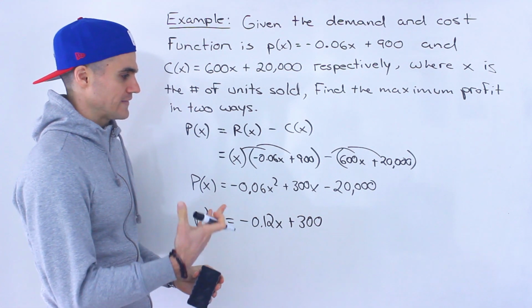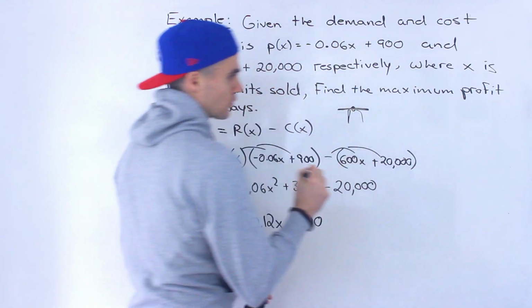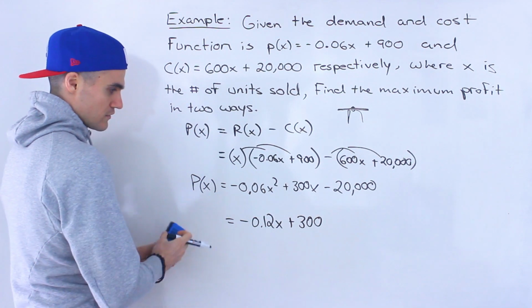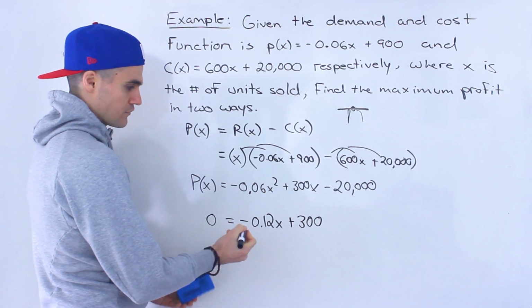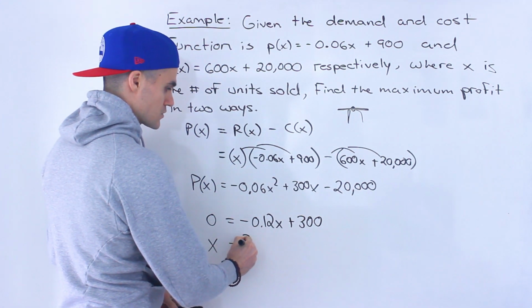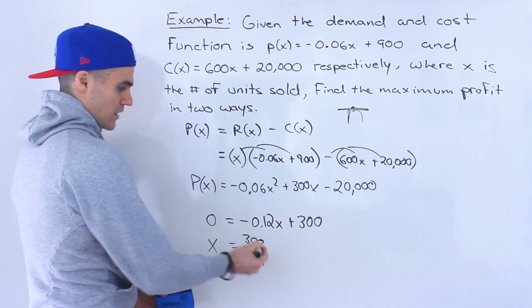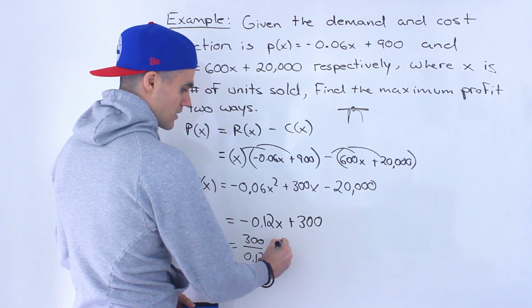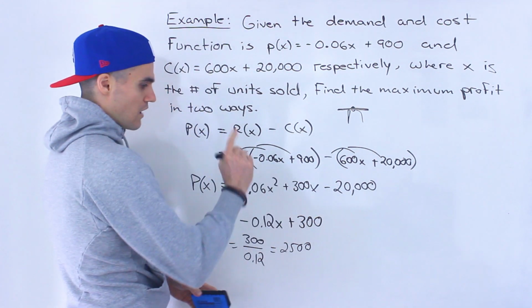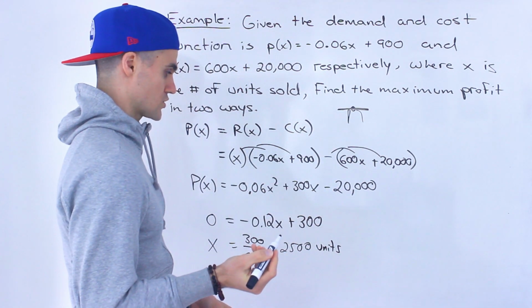And to find the maximum point, that's going to happen when the derivative, or the slope of the tangent, is equal to 0. So we could find out the x value when the derivative, or the marginal profit, is equal to 0. And so when we isolate for x, we would get x equals 300 divided by 0.12. Right, when we bring this over, divide both sides by 0.12. And so this here ends up being 2,500. So the profit is maximized when there are 2,500 units sold.